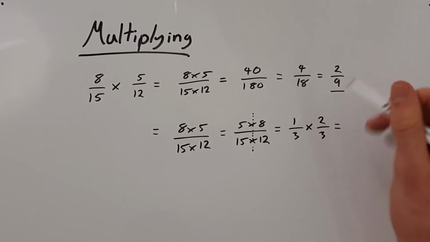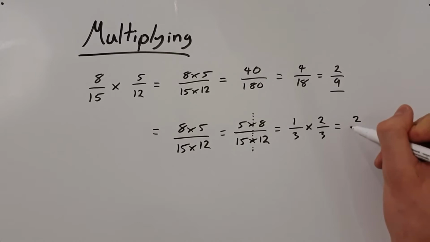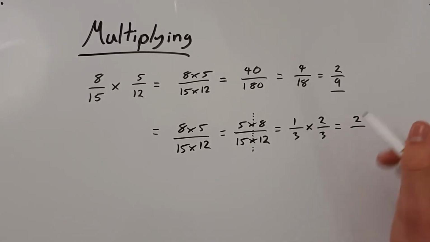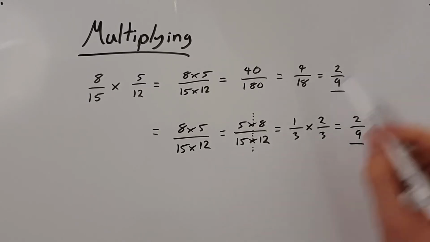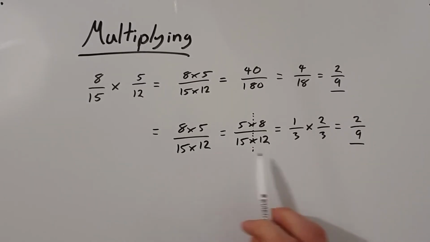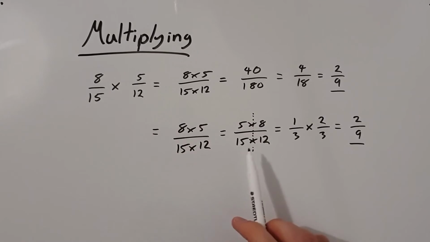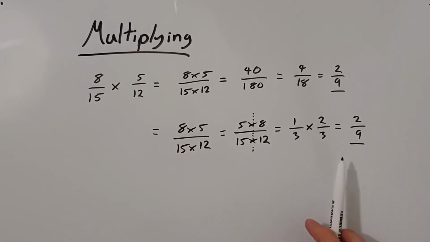Multiply the top, 2 times 1 is 2, and 3 times 3 is 9. And as you can see, that gives us the exact same answer both ways of doing it, 2 over 9. So that shows us that it doesn't matter where we cancel the fractions down in the working out, it would always give us the same answer at the end.